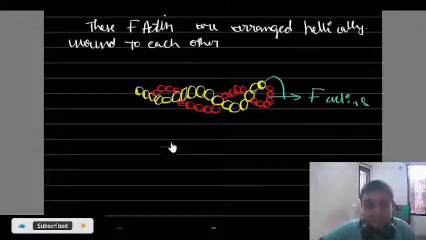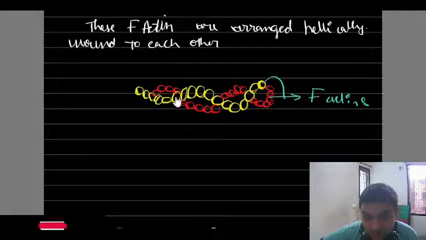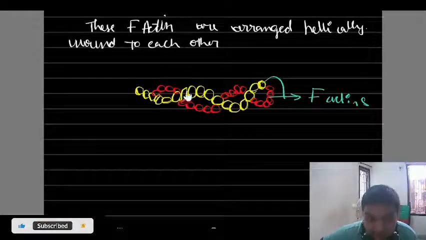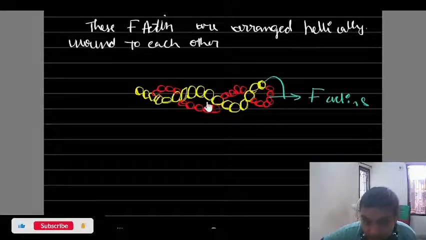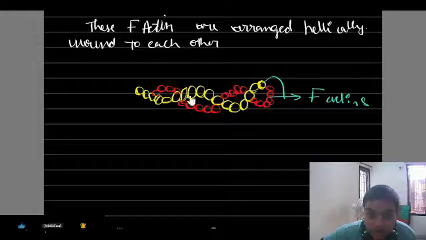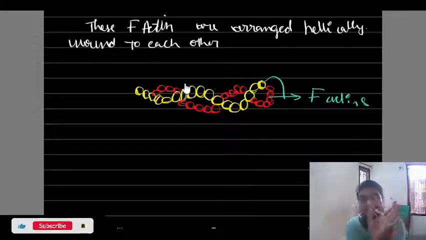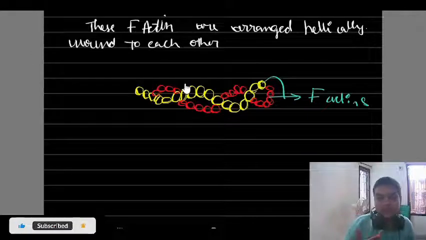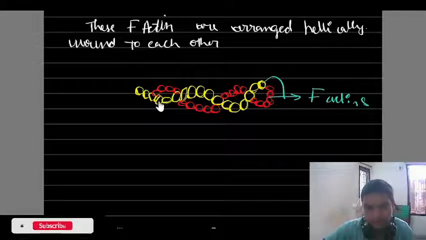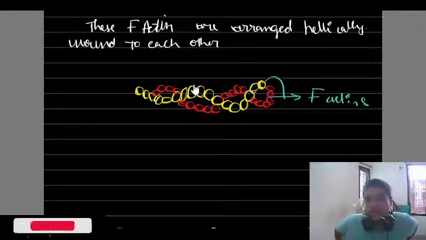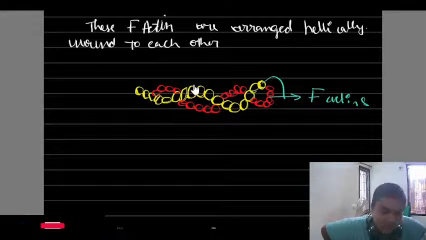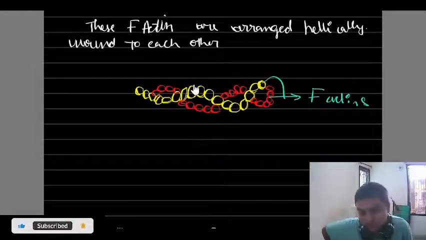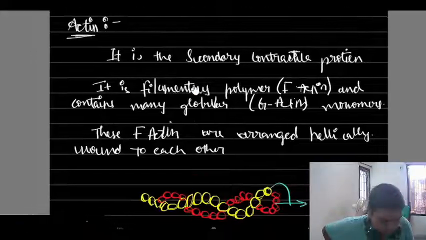Now draw this diagram. See, this is one filamentous actin, the yellow one, and this is the second filamentous actin, the red one, and they are wound around each other as a helix, a double helix, something like a DNA structure. Filamentous actin is made up of globular actin, and therefore we consider filamentous as polymer and globular as monomer.